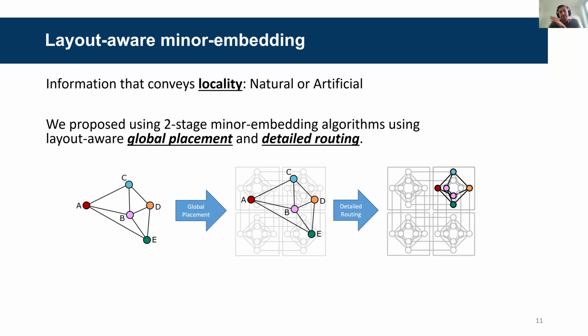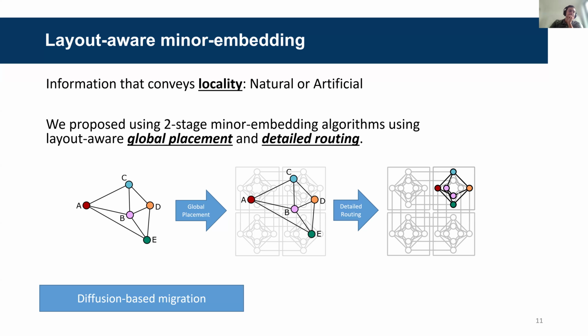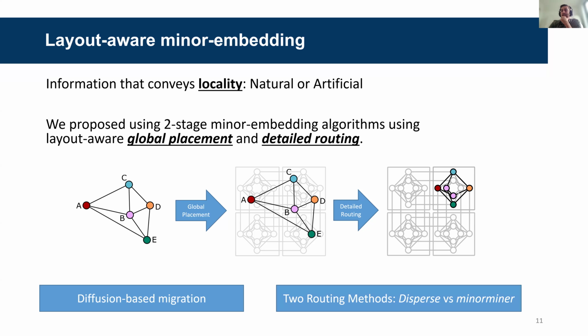So we propose using here a two-stage minor embedding approach, and we use something called a layout-aware global placement as the first stage, where we map nodes to sets of qubits, so one-to-many. And this is followed by a detailed routing, where we turn those initial assignments into valid embeddings. For the global placement, we propose something called diffusion-based migration. And then we tested this idea with two different detailed routing methods. One of them is called Disperse, where we lock initial assignments into place. And the other idea we tried is with minorminer from D-Wave.